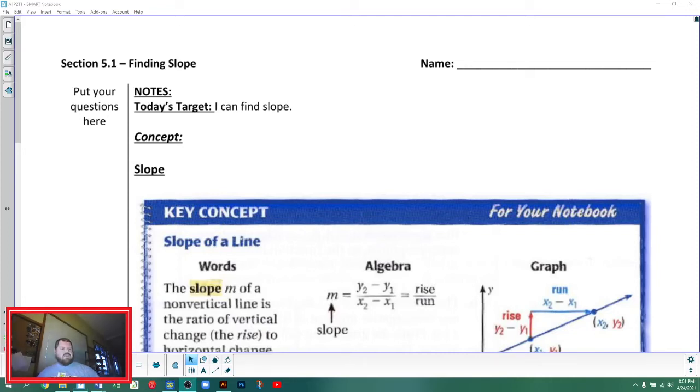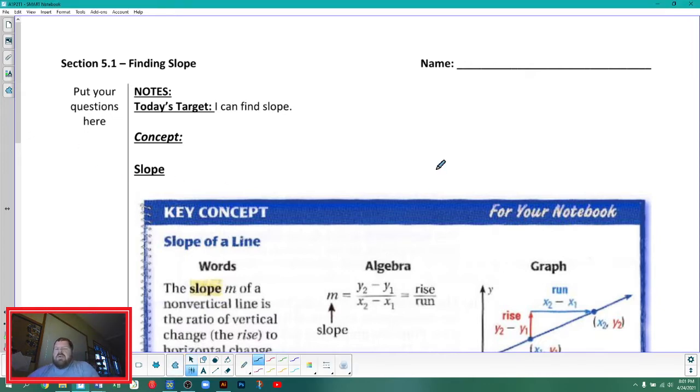Hello and welcome to the section 5.1 lecture today for Algebra 1 Part 2. Today our goal is to find slope, finding slope of a line. And the main concept is how steep is the line. That's the main idea behind slope. This is going to get us into our unit on graphing lines and then followed typically by writing equations of lines. So that's what we're going to be working on today.